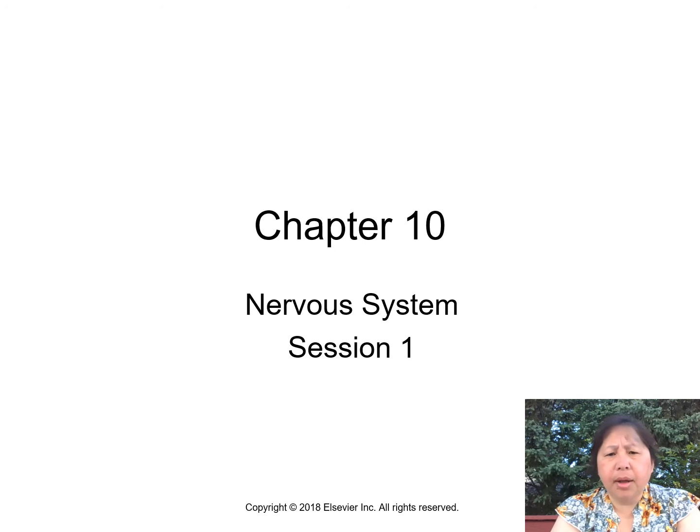This is Medical Terminology, Chapter 10, the Nervous System, Session 1. I'm going to try to give you a brief overview of the highlights from the chapter. I'm not going to go into all the course content. You as students should be reading your textbook and reading through all the course content that is presented in your textbook to support the PowerPoint slides that I will be presenting for you.